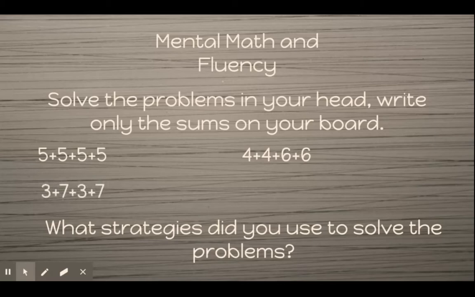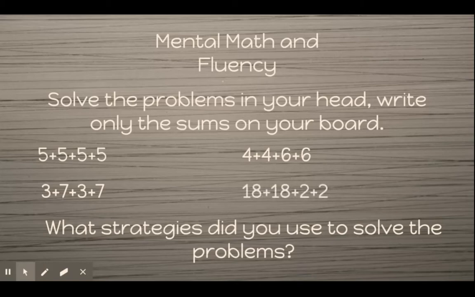3 plus 7 plus 3 plus 7, those added together equal 20 as well. 3 plus 7 makes 10. 3 plus 7 is 10, so we add 10 plus 10, and that equals 20.